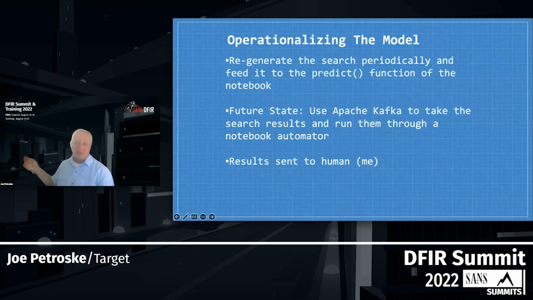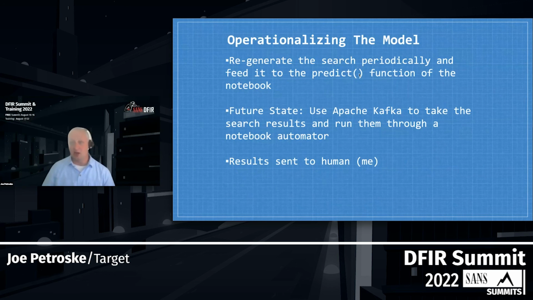To operationalize it. So what I always want to ask when doing something like this is, okay, this is cool. I got it working. Now what? How do we take it forward? What's the next step? So what I have been doing from time to time is I'll just regenerate a bunch of data and just feed it back to the model and just make sure that it works, and feed it to predict and make sure that it's doing what I think it's going to be doing.